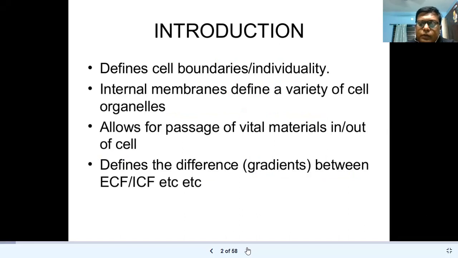Actually, what is the function of biological membrane? It defines the cell boundary or individuality. Internal membranes define a variety of cell organelles. It allows for passage of vital materials in and out of the cell, and it defines the difference between the ECF and ICF. So these are all the functions of the cell membrane.